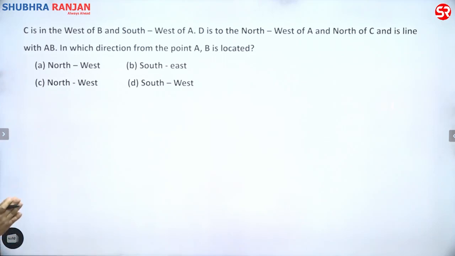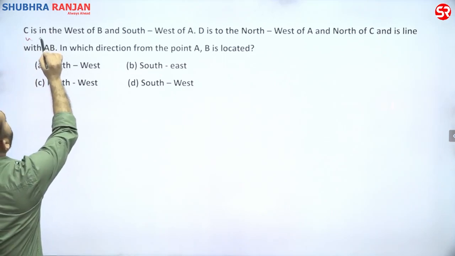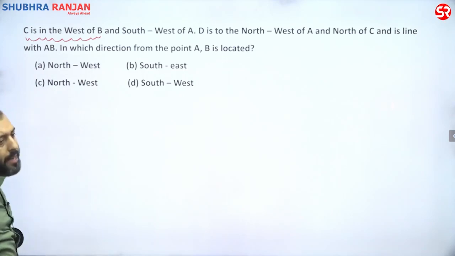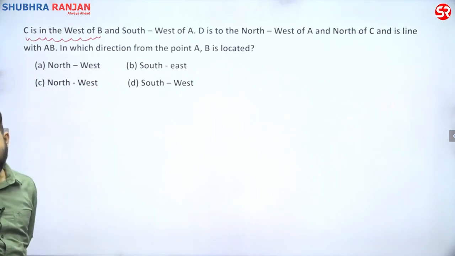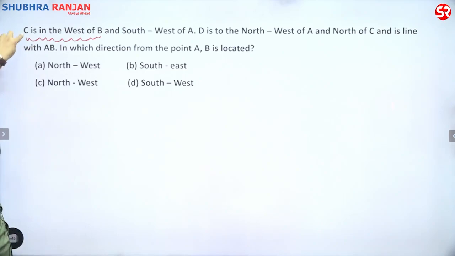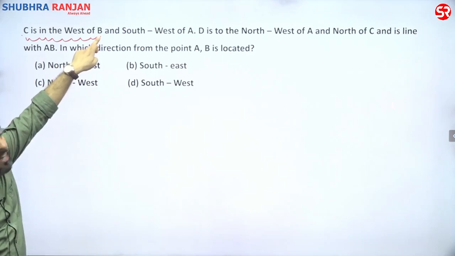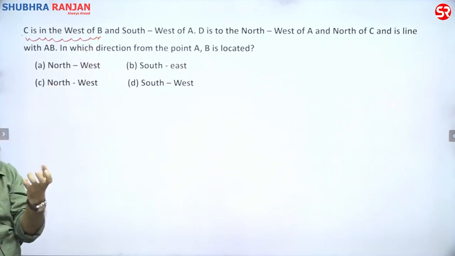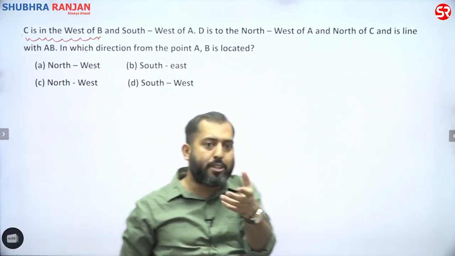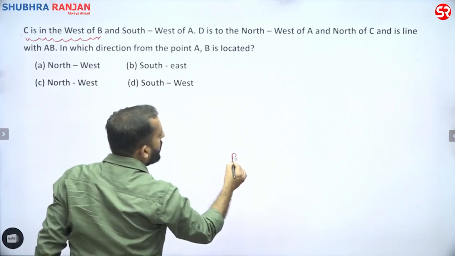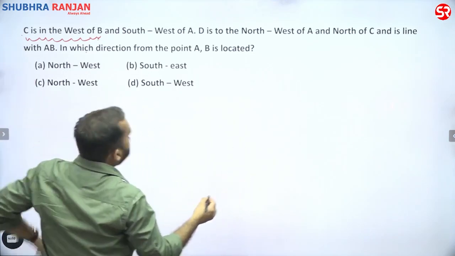See, first of all, C is in the west of B. C is in the west of B. How are we going to draw it? So in this case, our reference point is point B, because we are comparing with B. The point after the word "of" is always the reference point. So B is the reference point. So C is in the west of B.